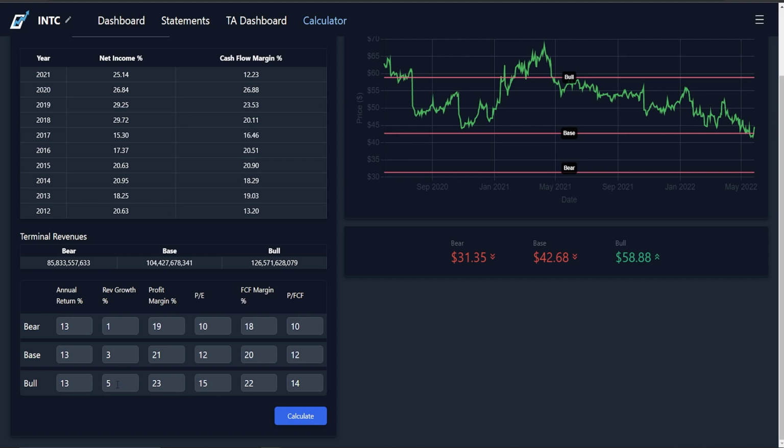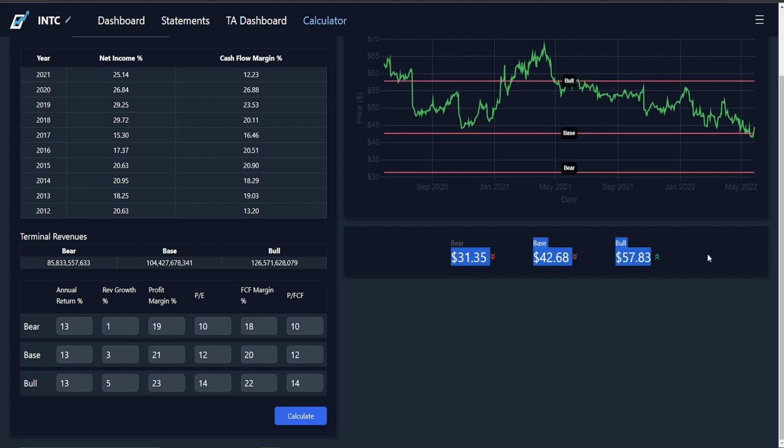And then I gave them 5% revenue growth. This is the bull case. 23% profit margins, 15 PE, 22% free cash flow margin, and 14 price to free cash flow. I should probably switch that to 14 just to be consistent. But I had the PEs higher because of the difference, and it should have been the other way. So anyways, hit calculate, and that'll give you the bear, base, and bull case prices that you would need to buy under. This is not price targets.